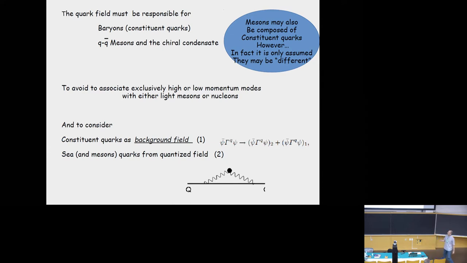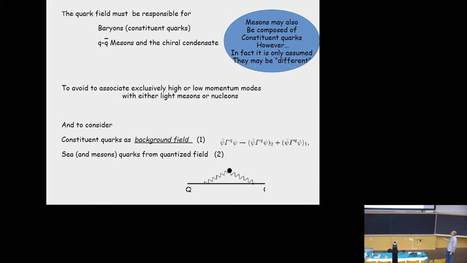So now we have a quark field that should be responsible for all the mesons and baryons, and also for the quark-antiquark condensate. So how to introduce this difference? We have to choose a method. And I'm just saying that from now on, the quark field will be decomposed into a background field that will be responsible for the constituent quarks that will be part of a baryon.